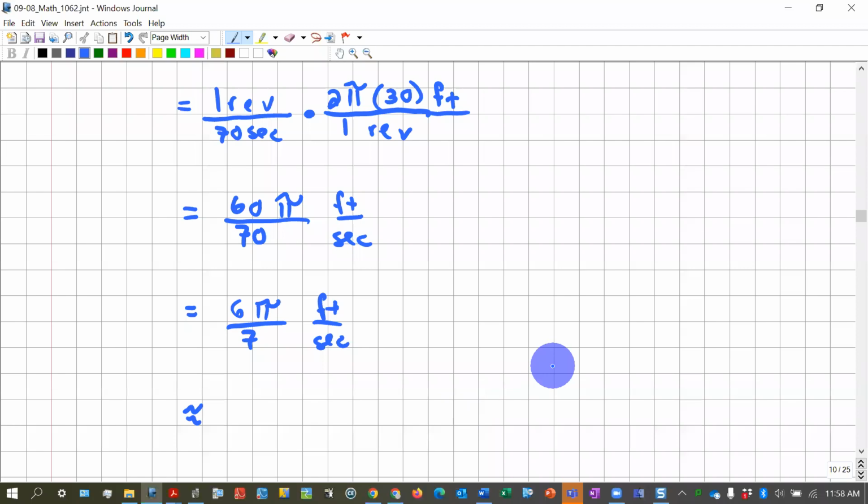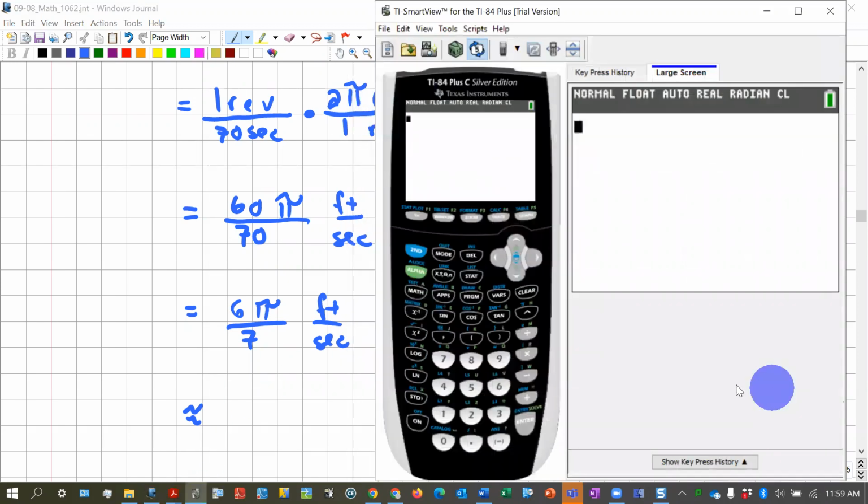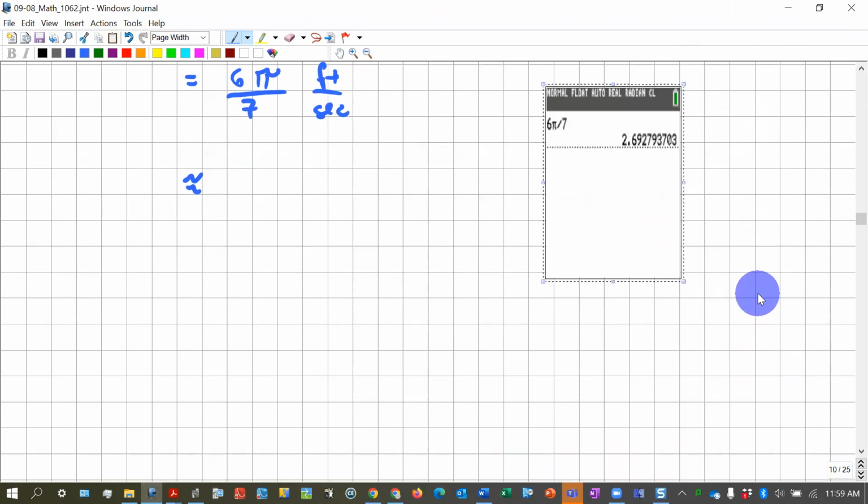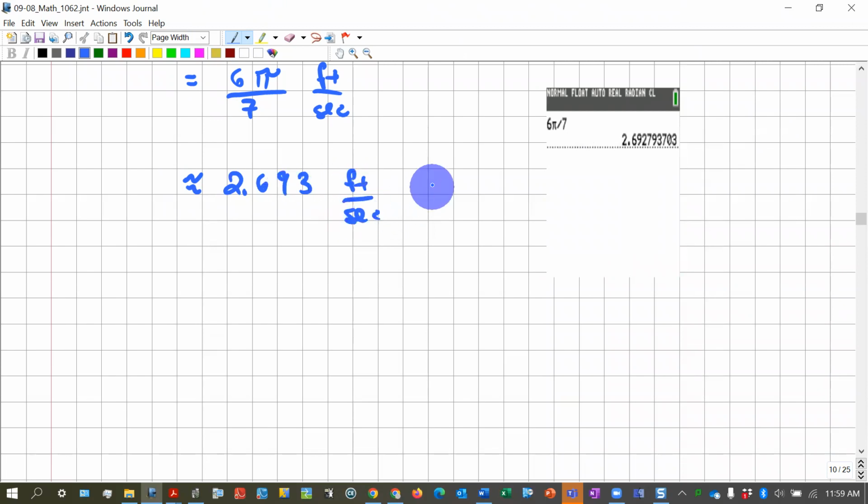6 times pi is 3-ish. So 6 times 3-ish is 18-ish. Divided by 7 is between 2 and 3. So hopefully when we type in our answer, we get a number between 2 and 3, and we do, so that seems reasonable. So that would be 2.693 feet per second to 3 decimal places.